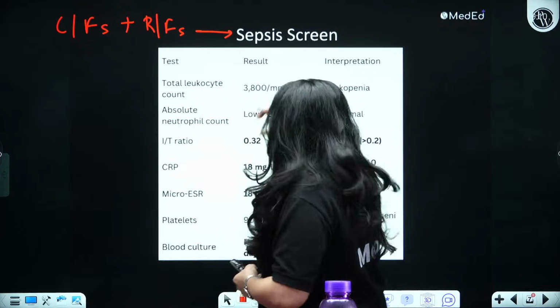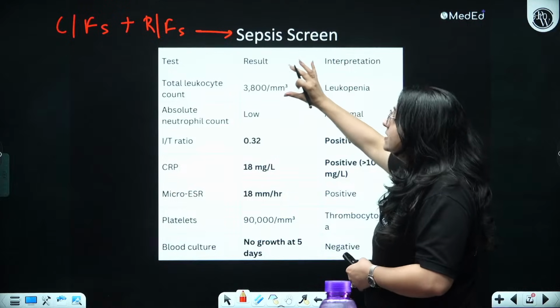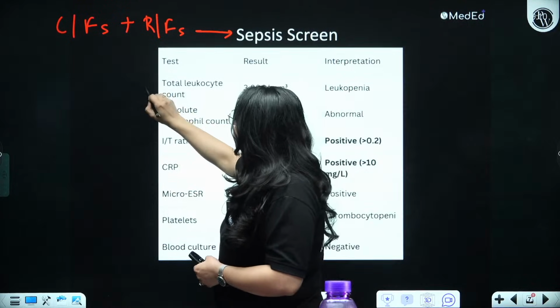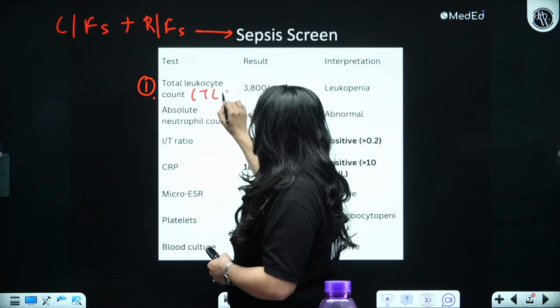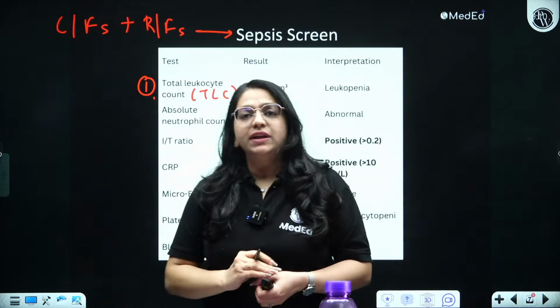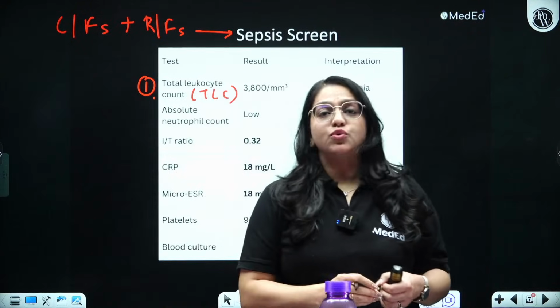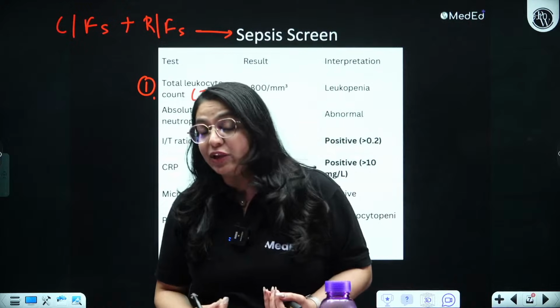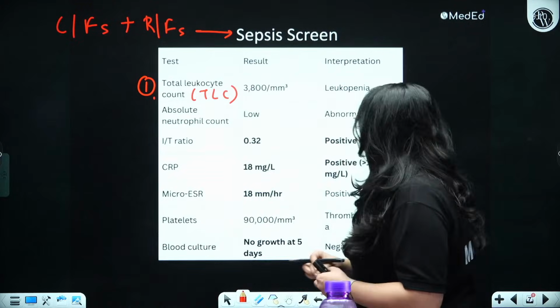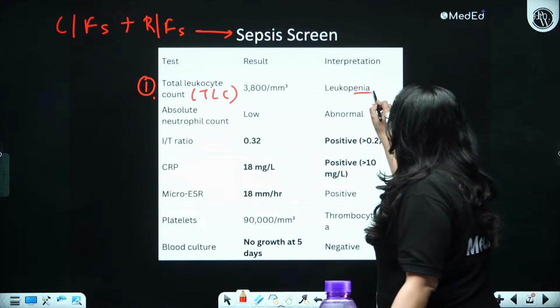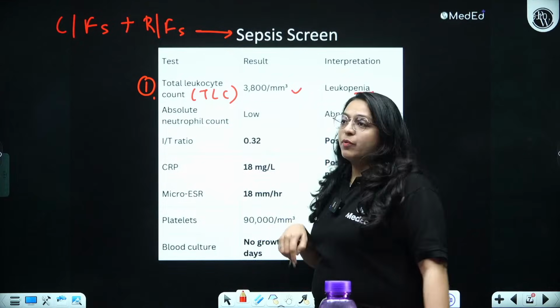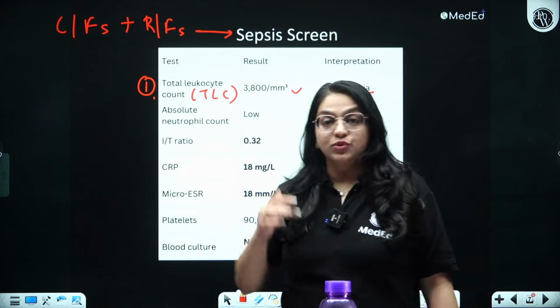Now, these are all the indices that you will look at. Number one is the total leukocyte count, the TLC. Now, in this case, we know that the dictum is that if there is an infection, there is going to be raised TLC. But in this scenario, it's going to be lesser or decreased. There's going to be leukopenia. And in our patient, it was 3.8, 3800. Okay, so there is leukopenia.